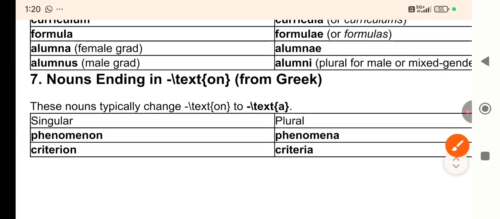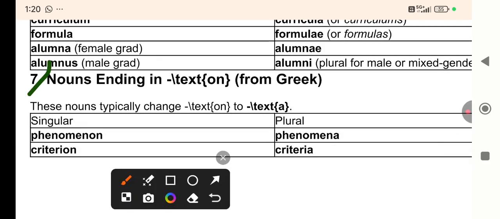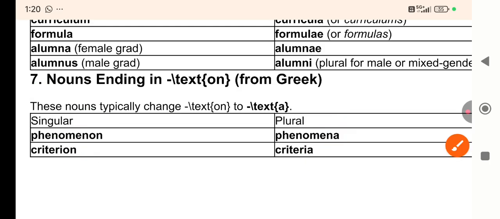And then the last one changes, you just have to remember, on becomes a. Phenomenon, phenomena, criterion, criteria. That's a very interesting and very important part we have covered here. That's the irregular forms of plural.